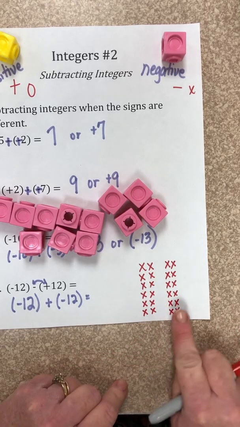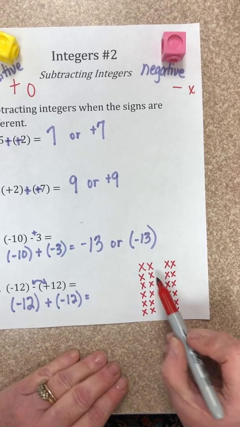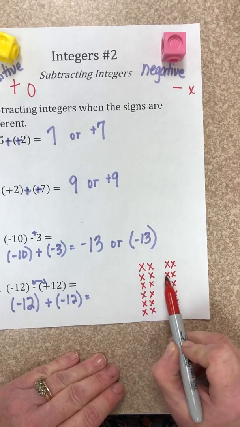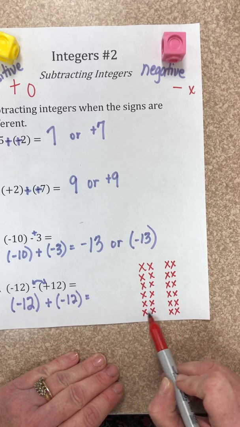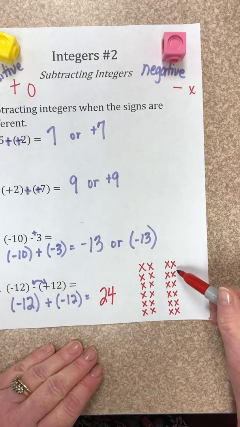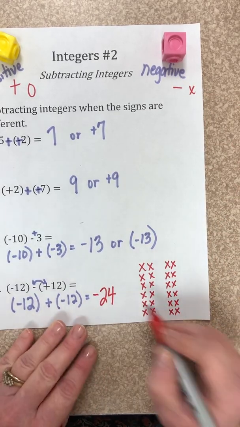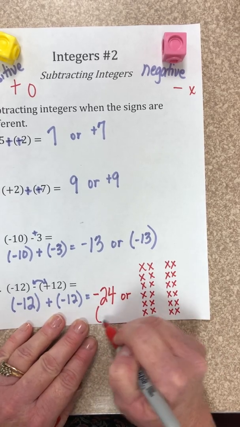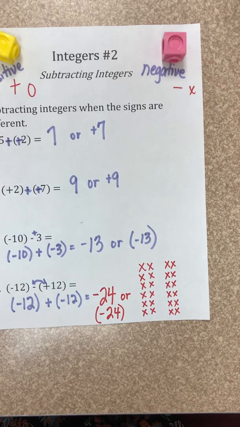So what would I do with all of those X's? Well, I put them together. I add them. So this is 1, 2, 3, 4, 5, 6, 7, 8, 9, 10, 11, 12, 13, 14, 15, 16, 17, 18, 19, 20, 21, 22, 23, 24. Wait a minute, they're X's. X's are negative, so that would be a negative 24. And if we put parentheses around to protect, it would look like that.